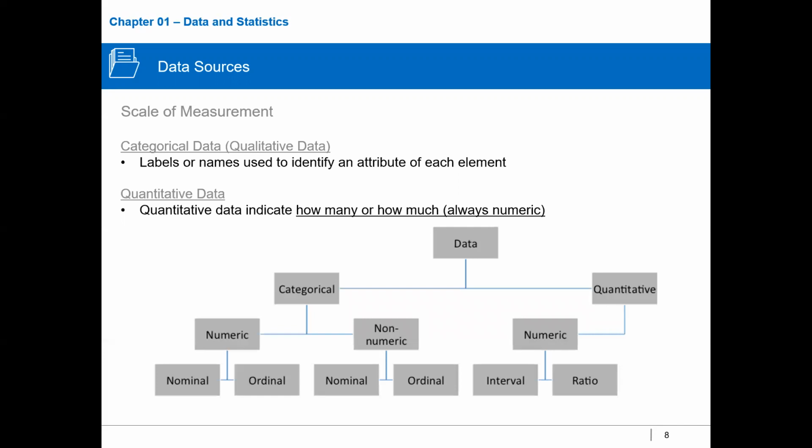Page 8 depicts the difference between qualitative categorical data and quantitative data. Think of categorical data as a label or name to identify an attribute of an element, okay? So a perfect example, product color. That's categorical data, okay? State, categorical data. Gender, categorical data. Whereas quantitative is how much, how many: balance on hand, revenue, the account balance. Those are examples of quantitative data.